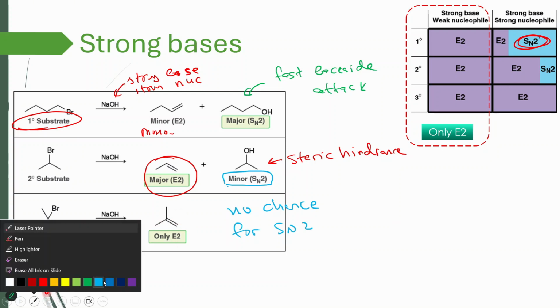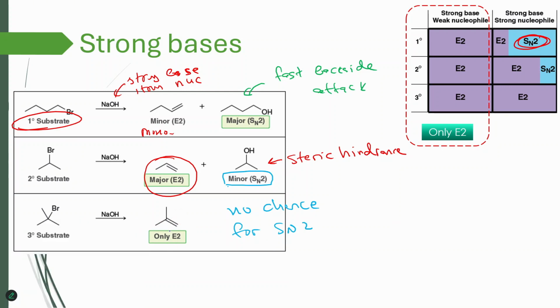And as you can see, the E2 product is also disubstituted, so it's quite stable in comparison to monosubstituted. So that's why you have E2 as your only product. But you have this specific case. Usually this elimination dominates here in the case of secondary and tertiary substrate, and in the case of primary, SN2 dominates.